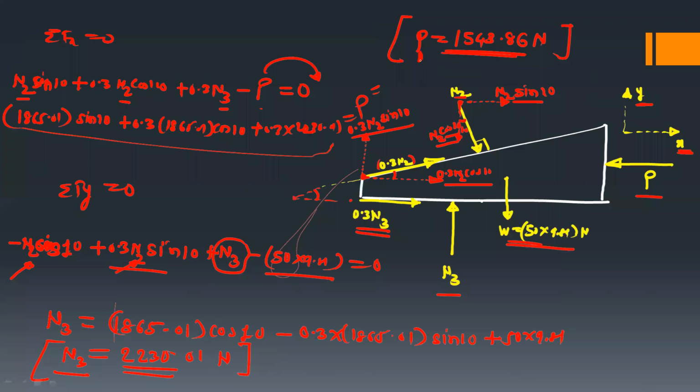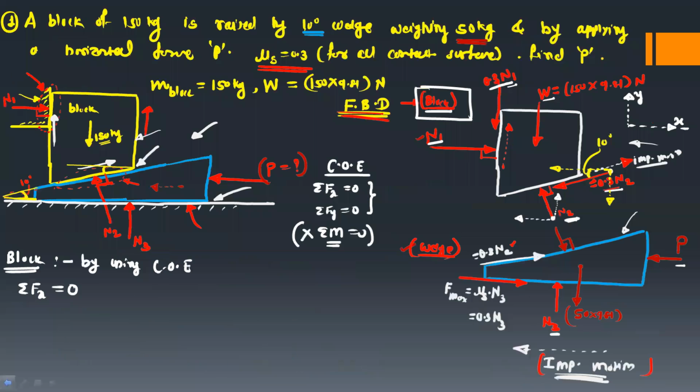Okay, so this is the minimum value of the force P. So if you apply this minimum value on the given wedge arrangement, so here if you apply a force equal to 1543 Newton, then the system will be on the verge of motion. And even if you exceed the force beyond this value, then you can see the complete motion. This object will start moving in the upward direction. Okay, so this is the minimum value of the force P so that the wedge and the block will be on the verge of motion.